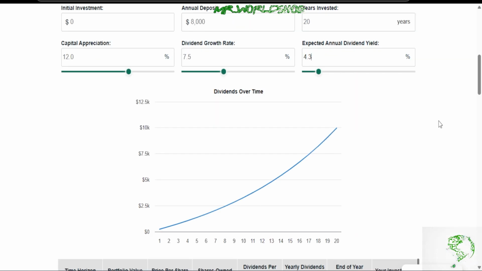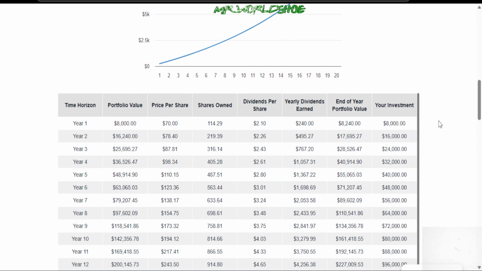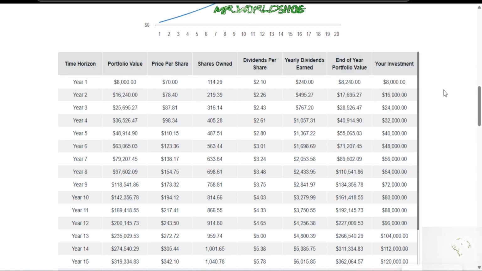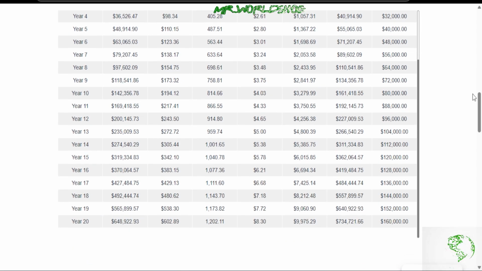So here we go. Looking at the data, we see that after our first year invested, we will already have a portfolio that pays out $240 and already has a portfolio value of $8,240. After 10 years of consistent investing, we now have a portfolio value worth $142,000 and annual dividend payments of $3,279. And this is where it really gets fun, because by the end of year 20, we now have amassed a total portfolio value of $648,000.